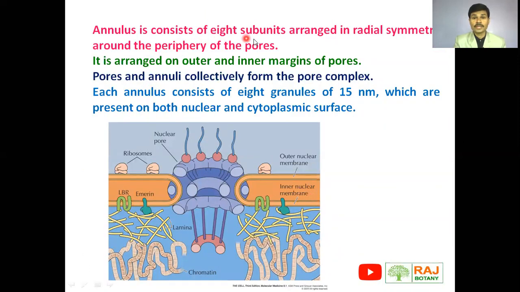The annulus consists of 8 subunits, and these 8 subunits are arranged in a radial symmetry. Since it has been sectioned through the nuclear pore, you can observe here only 4 subunits, but actually there are 8 subunits, arranged on the outer and inner margin of the pores. Each annulus consists of 8 granules, but due to the sectioned part, here we can only observe 4 granules, and each granule has a diameter of 14 nanometers.